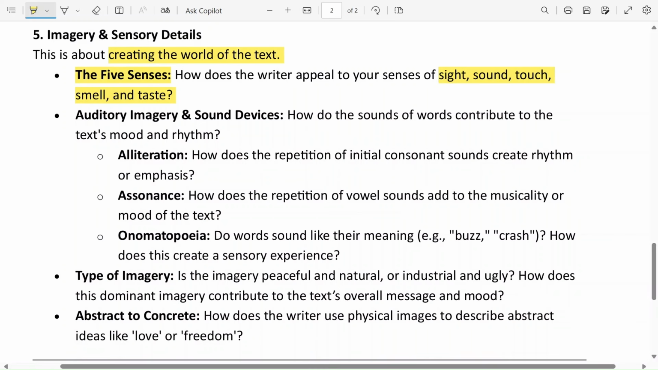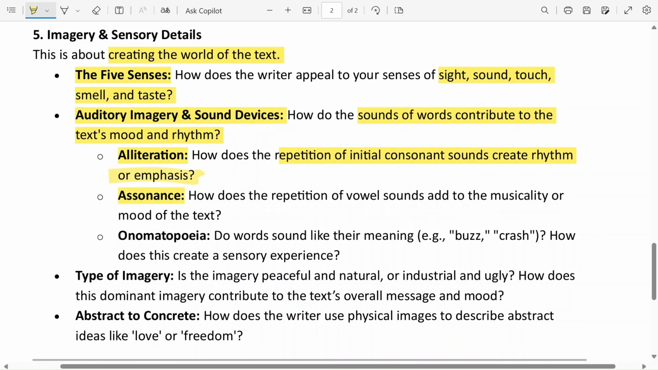And this is where we'll also include auditory imagery and sound devices. How do the actual sounds of the words contribute to the text's mood and rhythm? One of the things you'll look for here is alliteration, the repetition of initial consonant sounds. How does that create rhythm or emphasis? Different sounds have different effects.